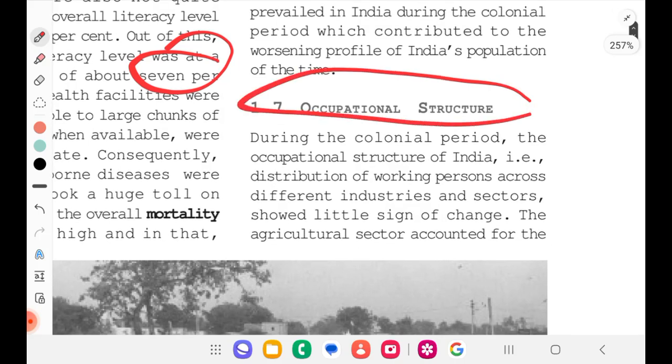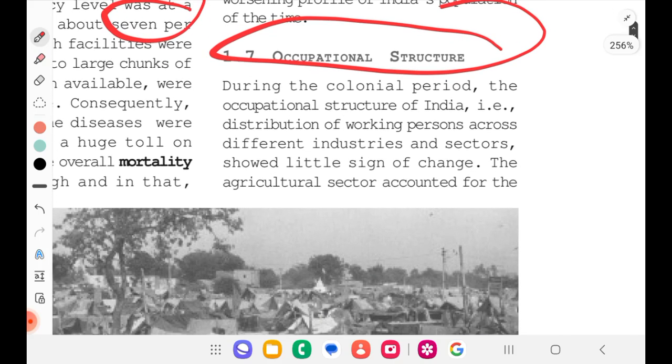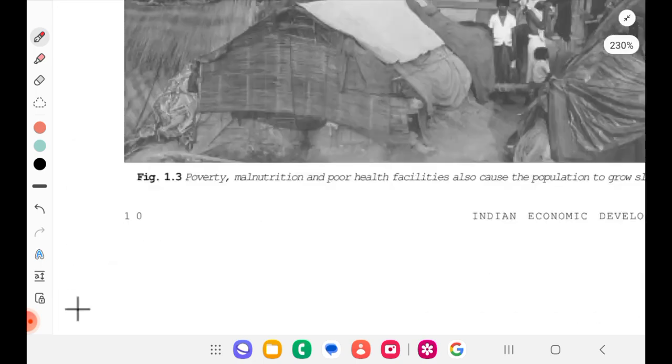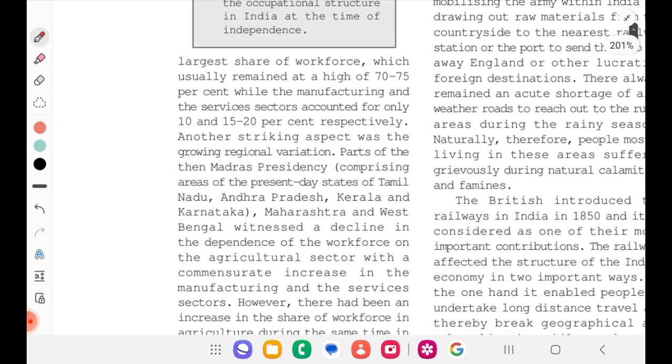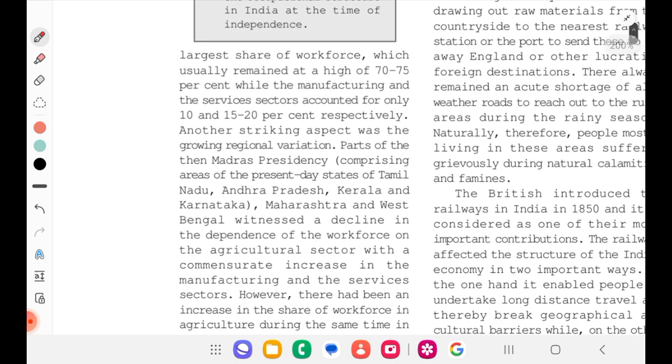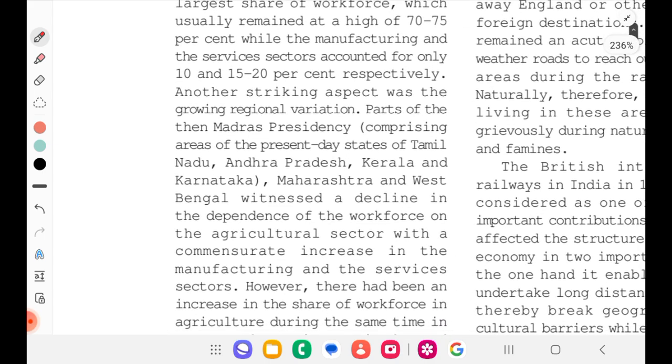Occupational structure. During the colonial period, the occupational structure of India, that is, the distribution of working persons across different industries and sectors, showed little sign of change. The agriculture sector accounted for the largest share of the workforce, which usually remained at a high of 70 to 75%, while the manufacturing and the services sectors accounted for only 10% and 15 to 20% respectively.